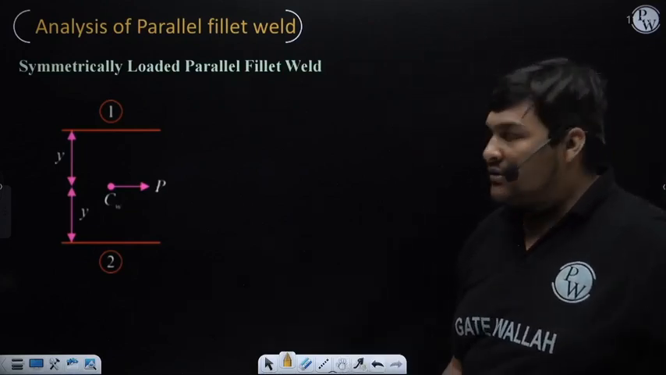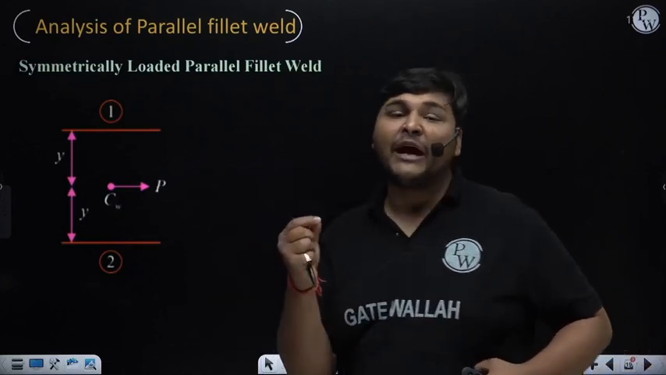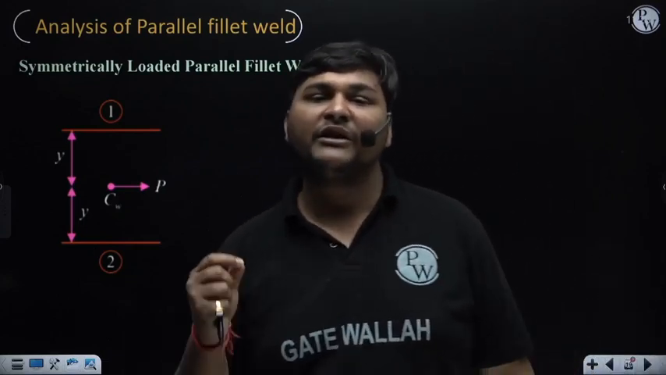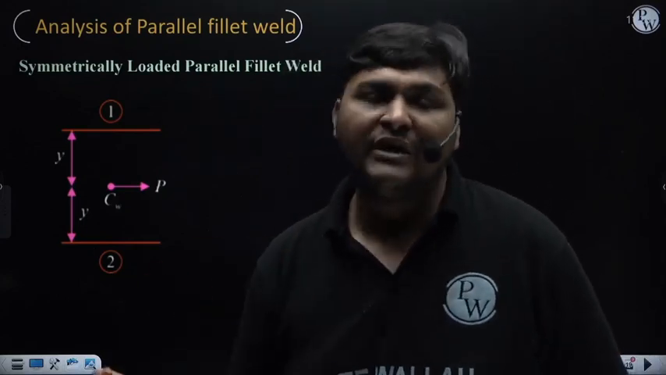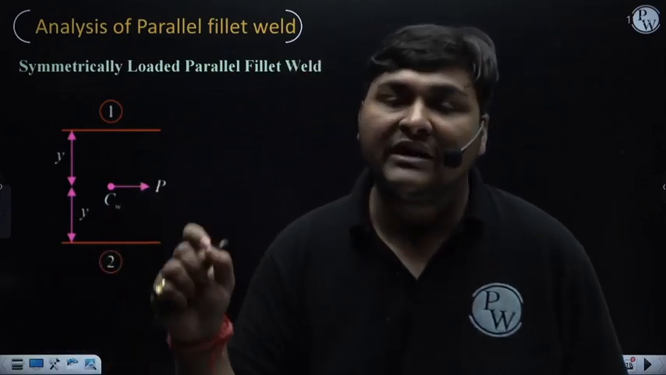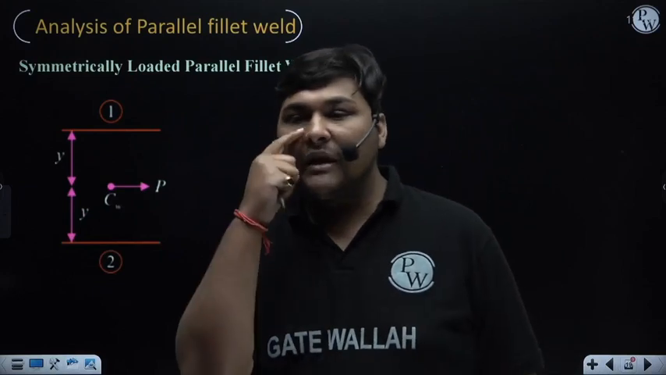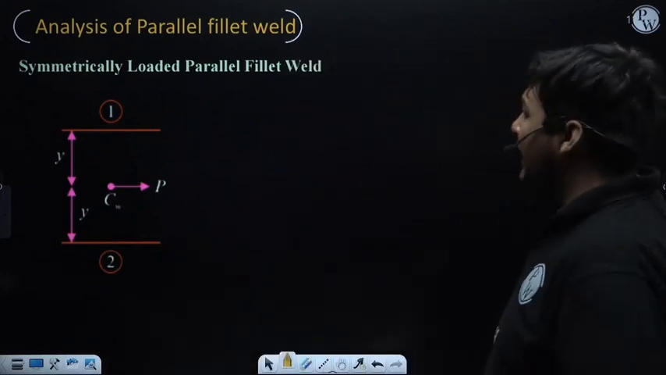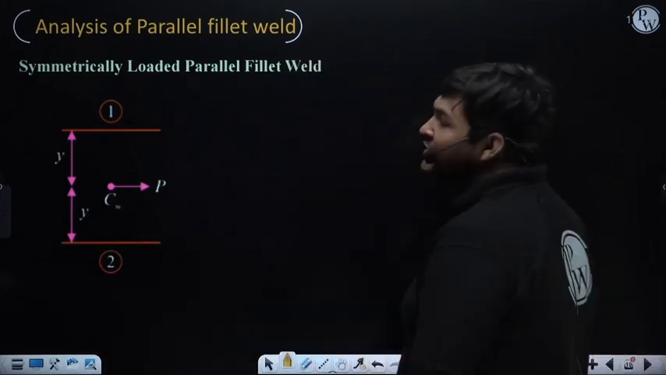Now we need to calculate, due to this force P, which type of primary stress will come in the weld, whether it will be shear or normal or both will be induced. And ultimately we have to calculate what will be the maximum value of that stress, because the critical value is the maximum value. Okay. So for that, right now this force P is parallel to the weld length.